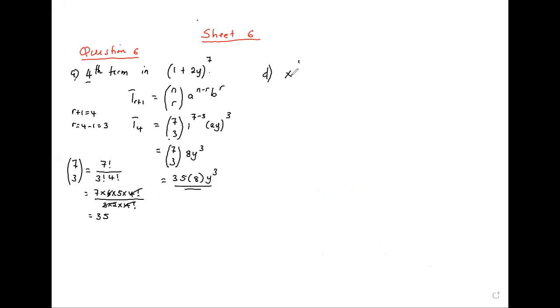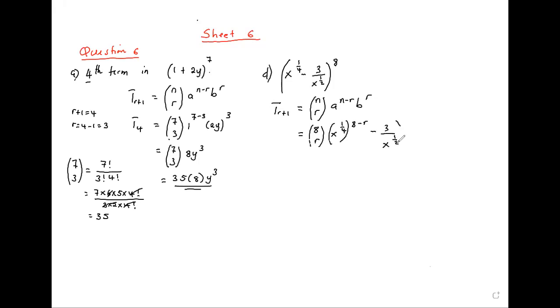Constant term in (x to the power 1 over 4 minus 3 over x to the power half) to the power 8. So to find the constant term, again, you use the same formula, the (r + 1)th term, n choose r, a to the power n minus r, b to the power r. n is 8, r unknown, a is x to the power 1 over 4 to the power n, which is known, minus r, b is negative 3 over x to the power half, everything to the power unknown, which is r.